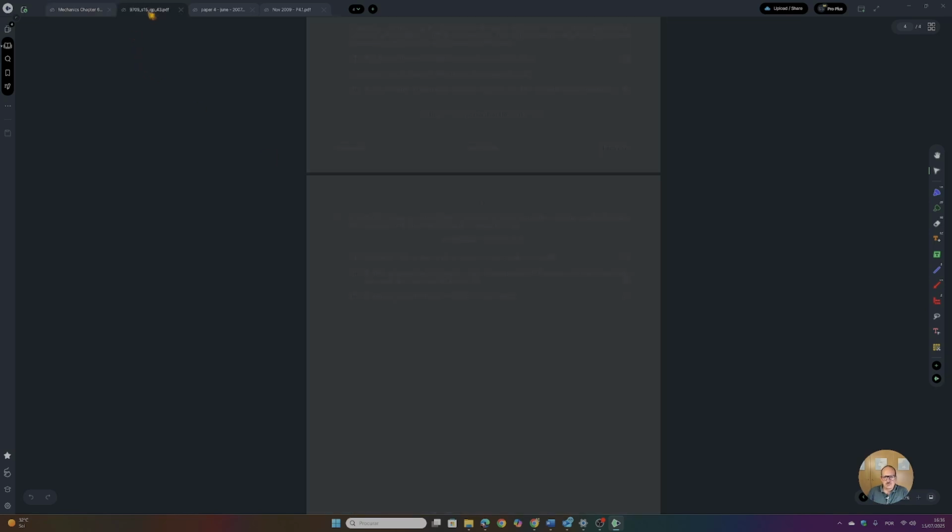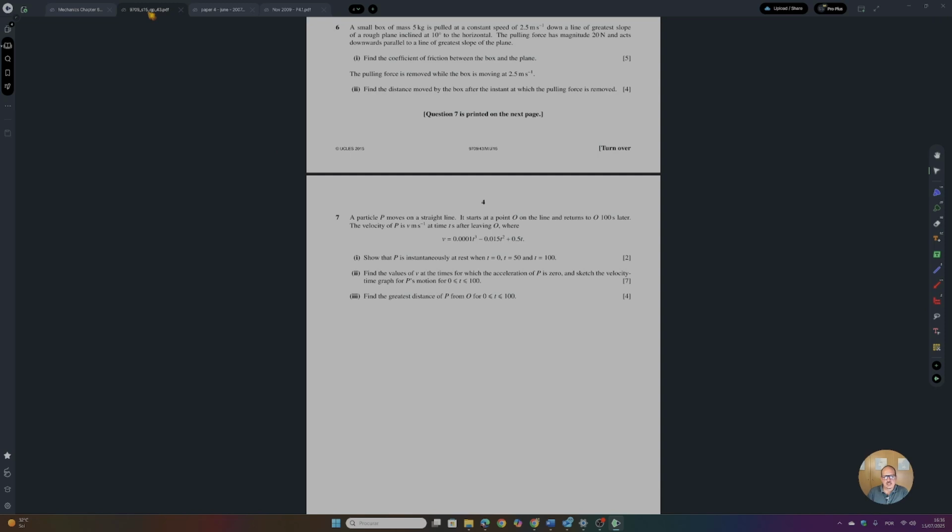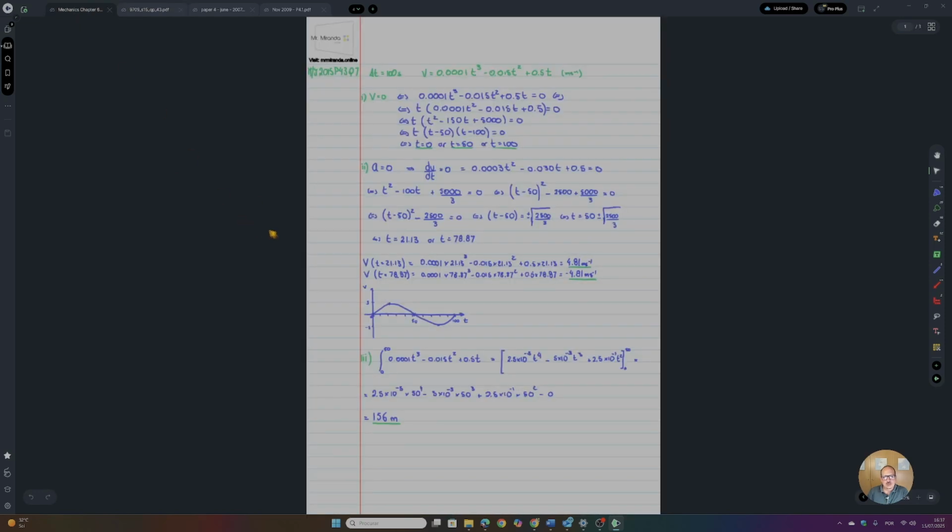Last question. Find the greatest distance of P from O for this period of time, from 0 to 100 seconds. The greatest distance from O. What is happening over here after analyzing this graph? The speed is increasing. Okay, it starts from here. Let's say that this is the origin O.